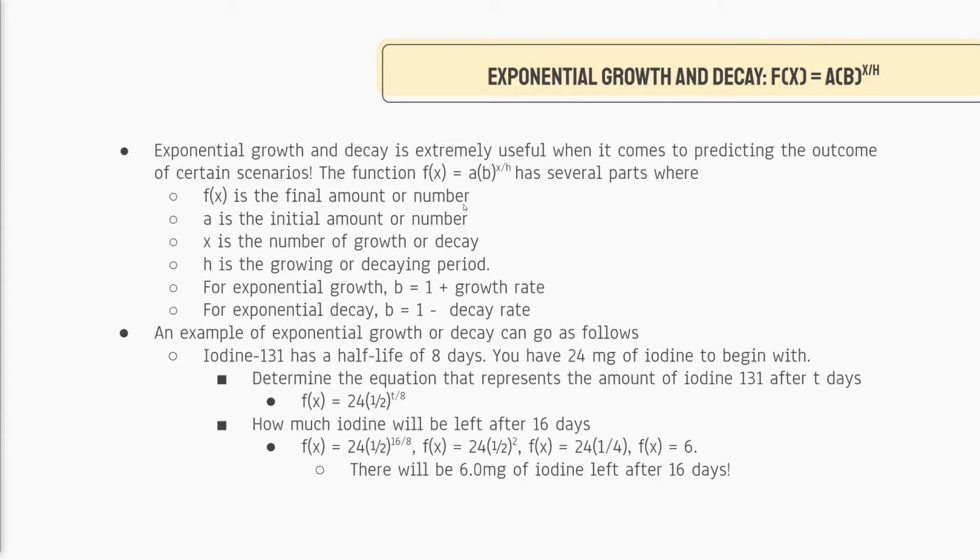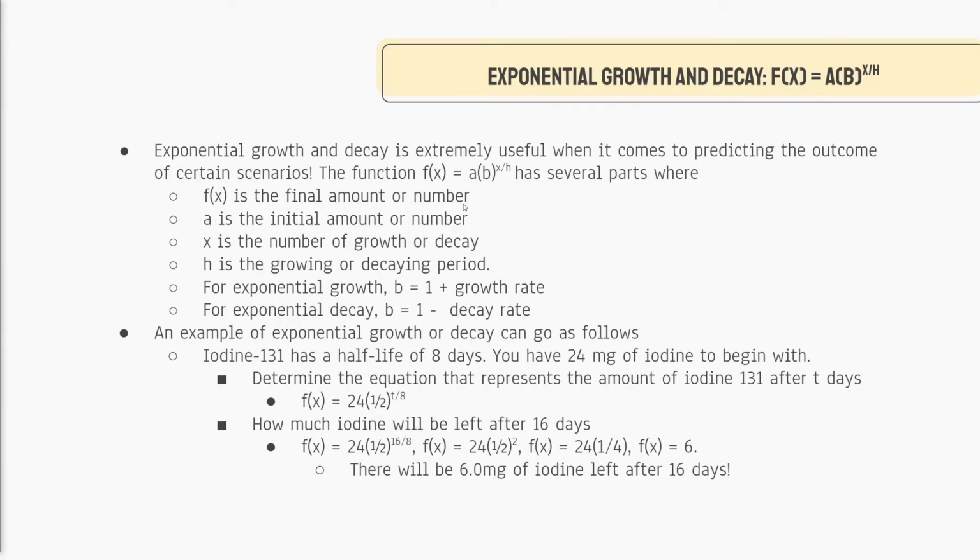With that being the case, we can now talk about an example of growth or decay. So here we have an element, iodine 131, and it has a half-life of 8 days. You personally have 24 milligrams of iodine to begin with. First, we need to determine the equation that represents the amount of iodine 131 you have after t days.